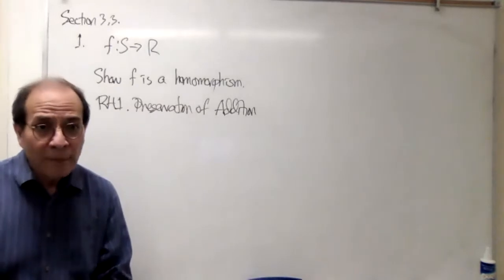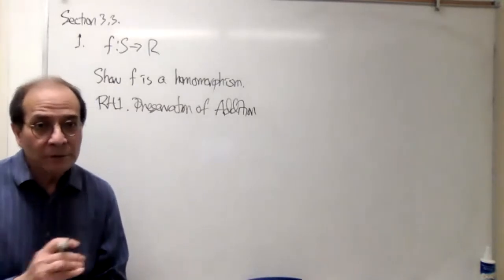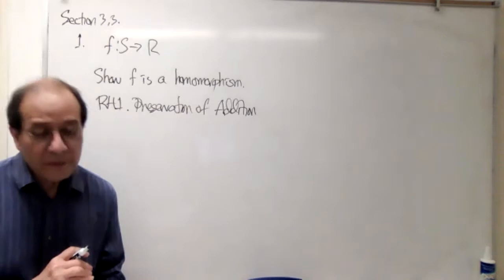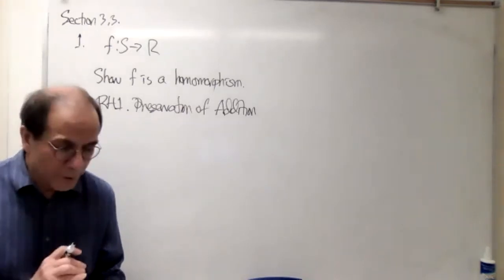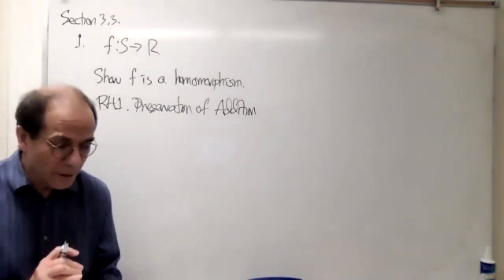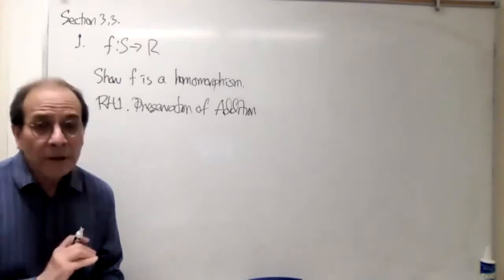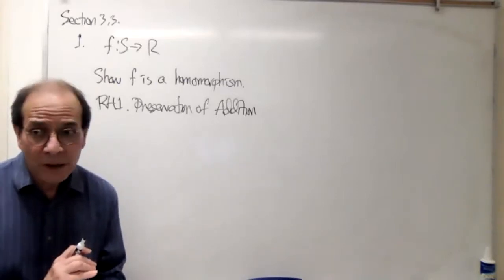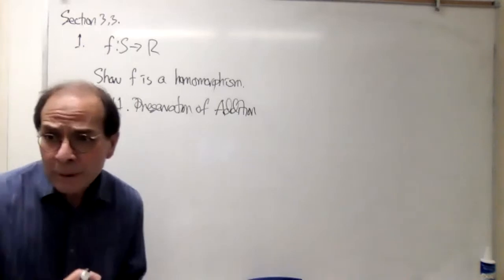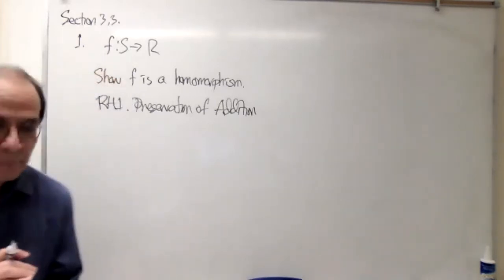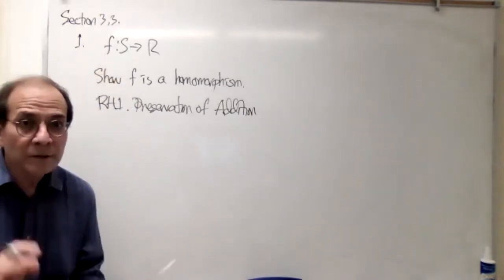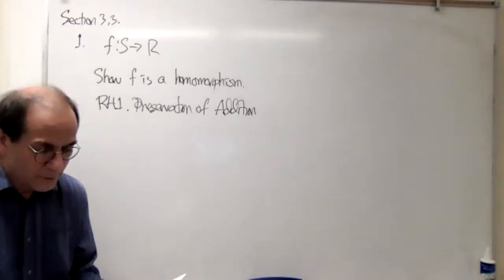Okay, so this is section 3.3, this is problem 1. So we're looking at this mapping F, which maps from S to R, okay? And S is the set of real numbers with the ordinary addition and multiplication. R is the set of positive real numbers with this funky addition and multiplication that's defined in the problem, okay? So this was one of the homework problems from the previous assignment, okay, showing that this is a ring, or at least verifying some of the axioms of it.